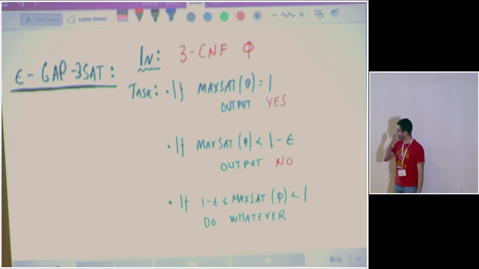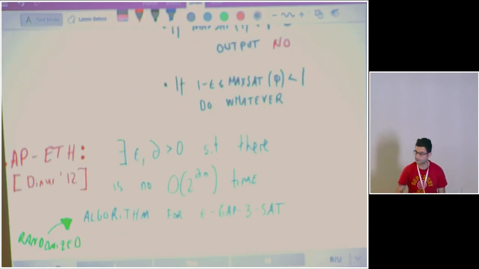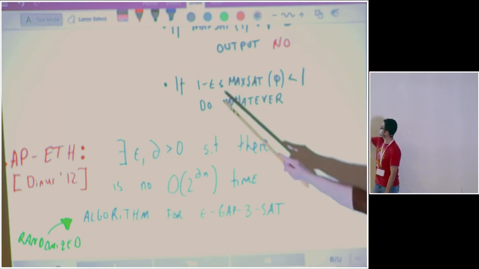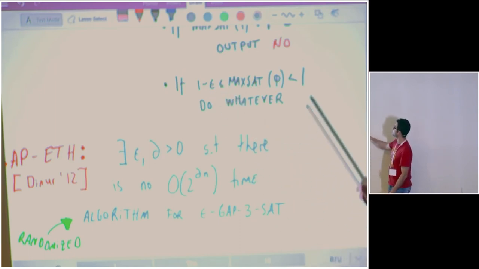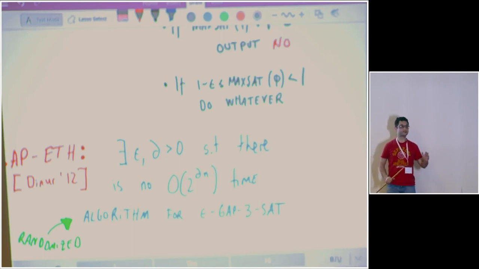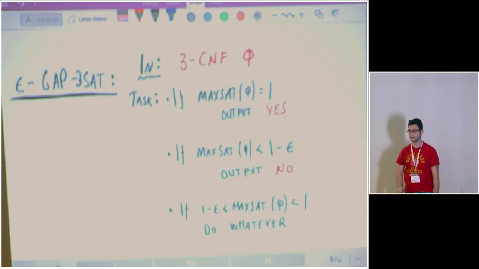Okay, now what should you do in the parts that I haven't defined yet? So what happens for formulas where you can satisfy more than a 1 minus epsilon fraction of the clauses, but you can't satisfy all of them? You can answer yes, you can answer no, you can draw an elephant, you can crash, you can do whatever you want. So you only should say yes on satisfiable formulas, and you should say no if you cannot satisfy even a 1 minus epsilon fraction of the clauses. Okay? Is this clear?